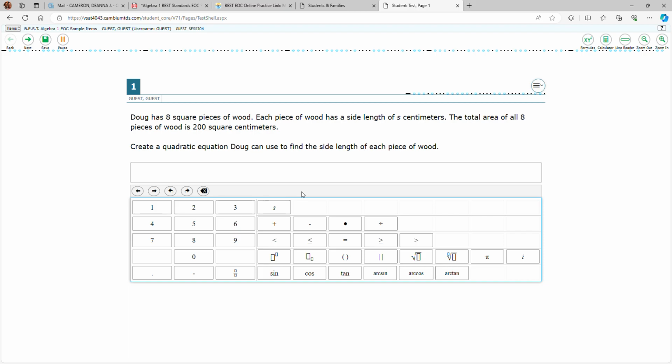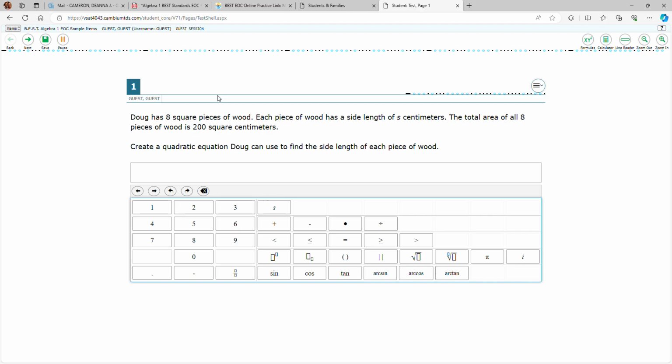Number 1: Doug has 8 square pieces of wood. Each piece of wood has a side length of S centimeters. The total area of all 8 pieces of wood is 200 square centimeters. Create a quadratic equation Doug can use to find the side length of each piece of wood.